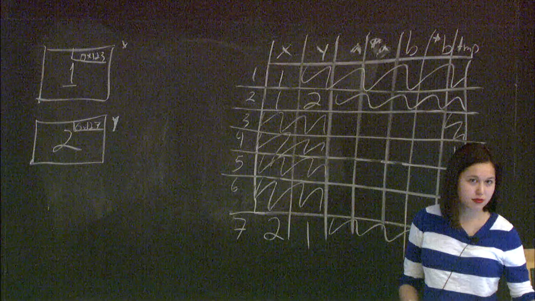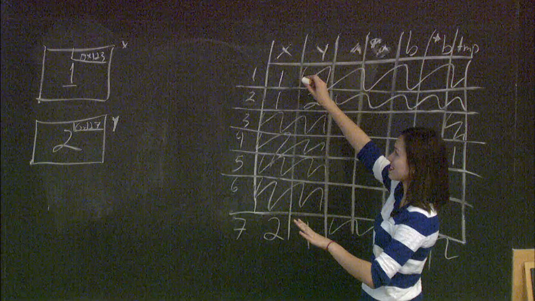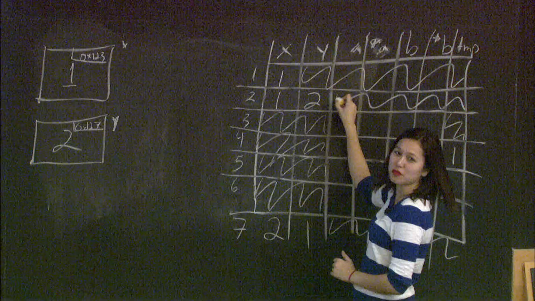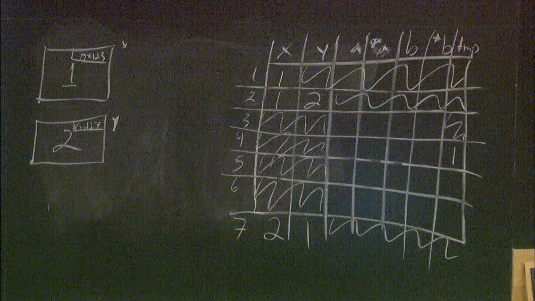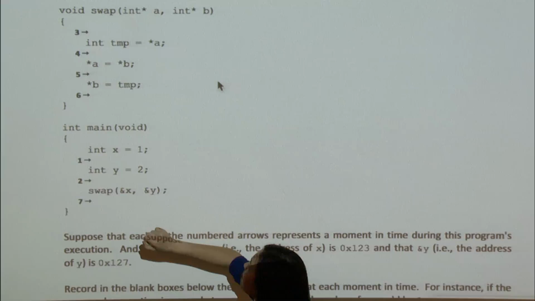Okay, why don't we slowly start working through this? So everyone gets, after line one, X is one, after line two, X and Y are one and two, right? Cool. So line three is where things get interesting, of course. So what we've done here is we have now swapped, we say that A and B have the address of X and of Y, right?